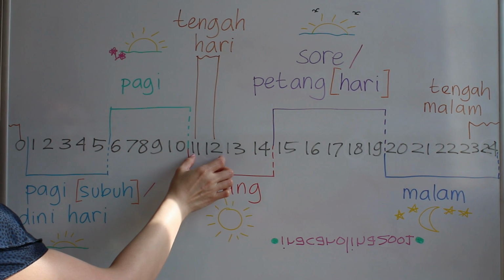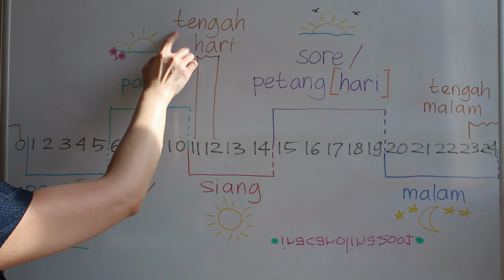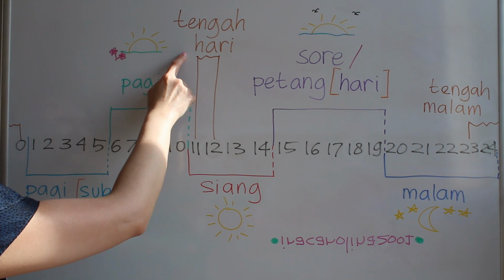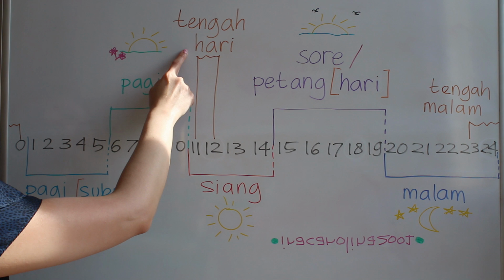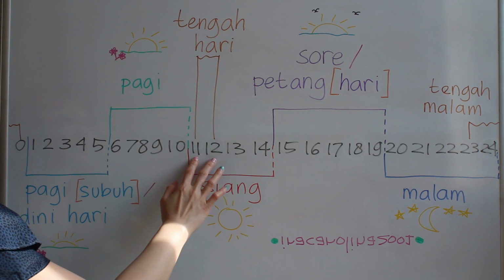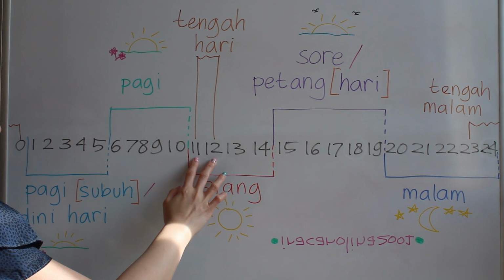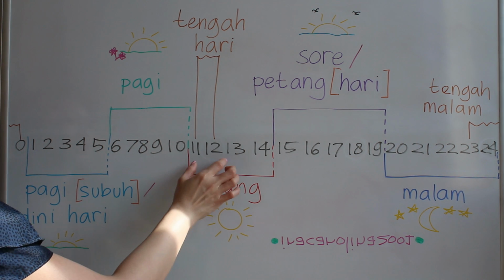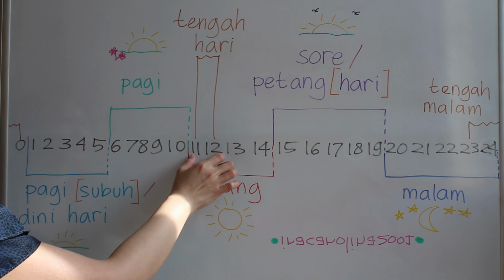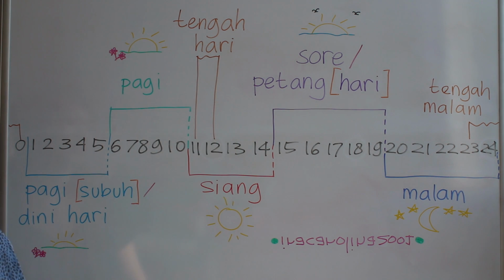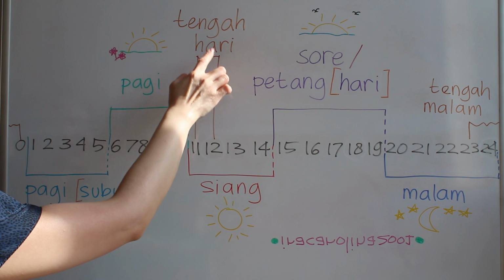But for this one, you can also say tengah hari. Tengah is middle or center. Hari is day. So this is considered as the center of the day, the middle of the day. Mid of the day, the really center, the really middle of the day. Special for 11 to 12. Tengah hari.